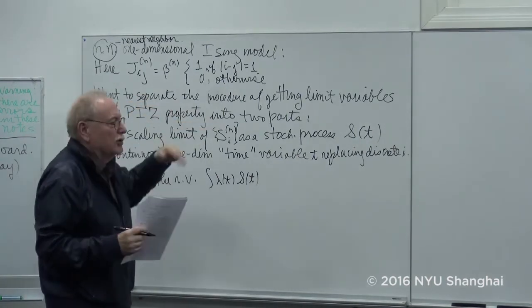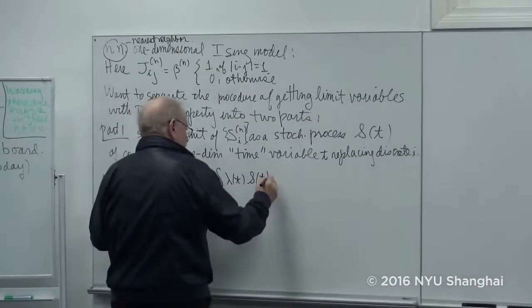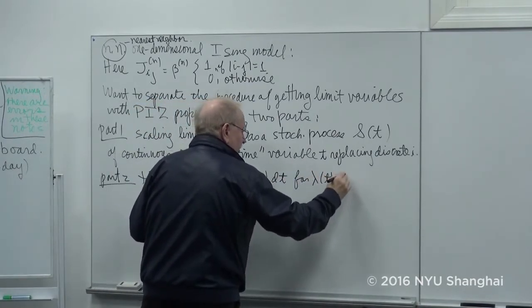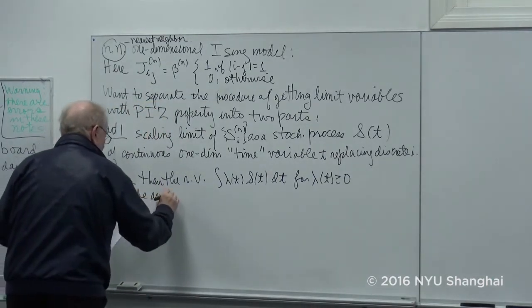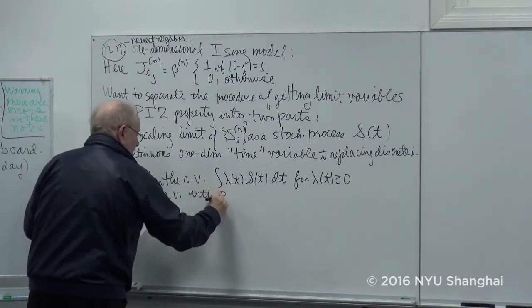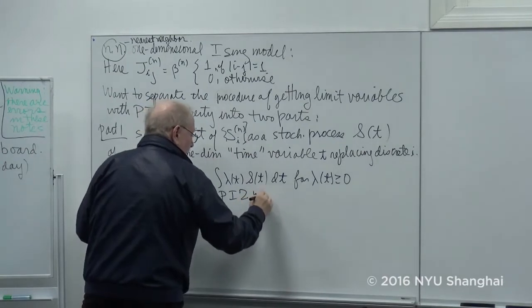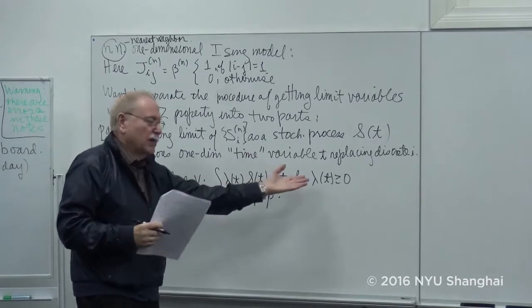For the original variables, you did positive linear combinations. And so here you'll do an integration against a positive test function. And this function lambda will be a non-negative function. Now this will be a variable with the Z property. So one will get a whole family of such random variables because you can take this function to be very general.